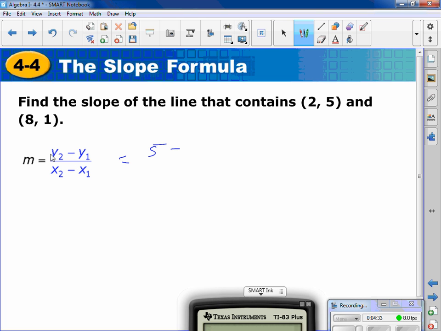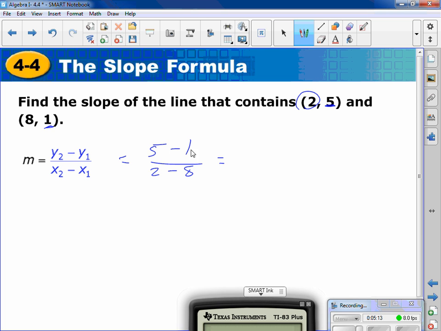Sometimes you're going to see the formula y1 minus y2 over x1 minus x2. It's the same exact thing. If I take 5 minus 1 over, now what's the x value that goes with this 5? 2 minus 8. Some of you want to always take big number minus small number. It's not like that. It should be 2, 5, 8, 1. The numbers have to match up.